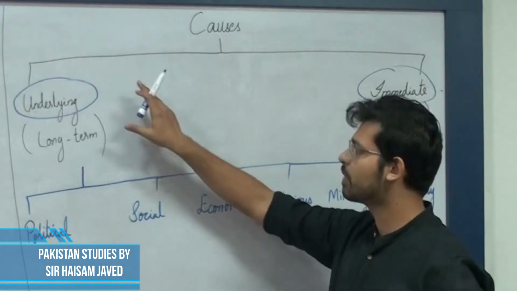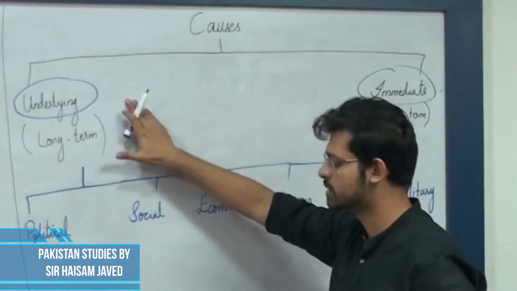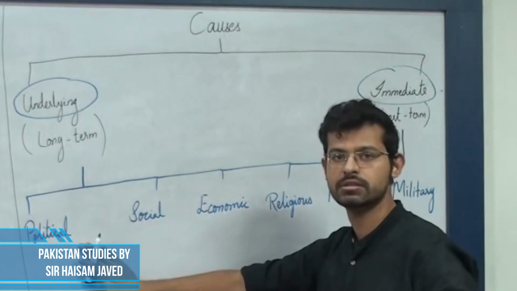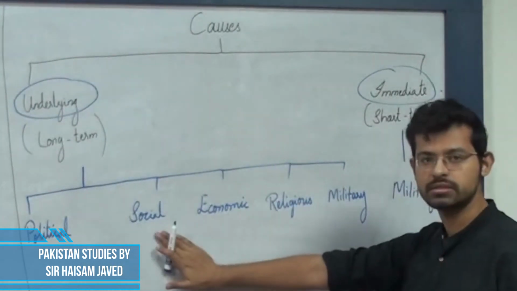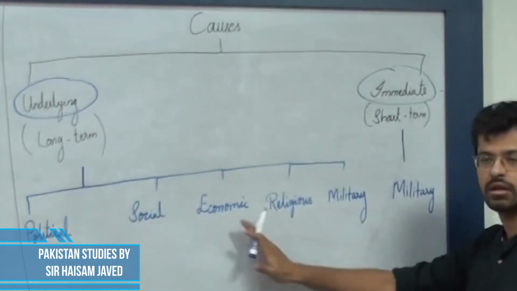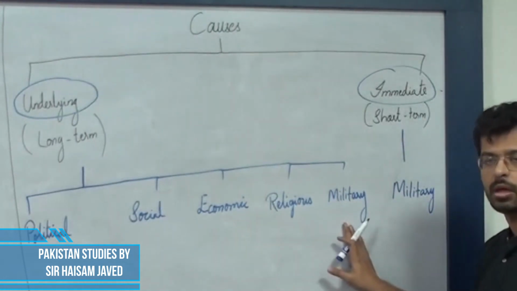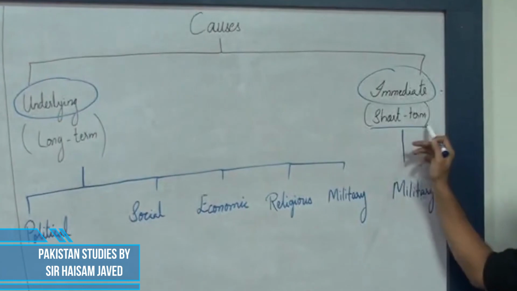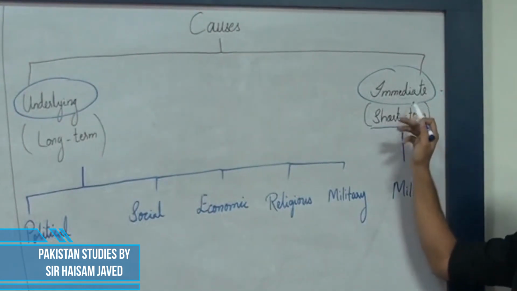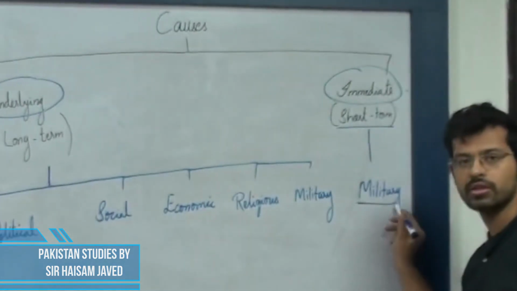So when we will discuss the underlying reasons, the long-term reasons, we will include political reasons, social reasons, economic reasons, religious reasons, and military reasons. But when we will talk about the short-term reason or the immediate reason of the war, we will only talk about the military cause.